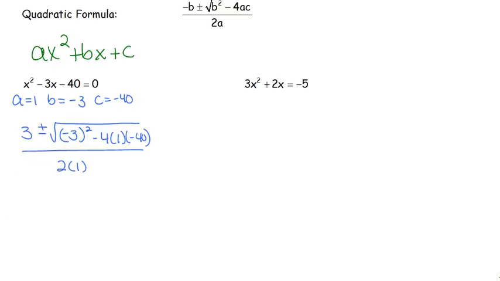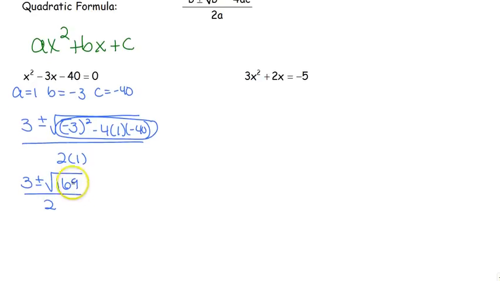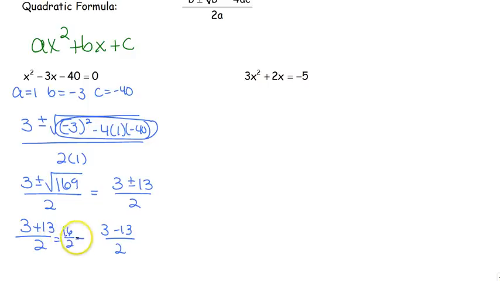Then what we want to do is simplify this quantity inside that square root sign. And you want to make sure that you have the parentheses where they need to go. And that ends up being 169 all over 2. In this case, 169 is a perfect square. The square root of 169 is 13. So we've got 3 plus or minus 13 all over 2. That gives us two solutions, one when we add 13 and one when we subtract 13. So we've got 16 over 2, which is 8, negative 10 over 2, which is a negative 5.